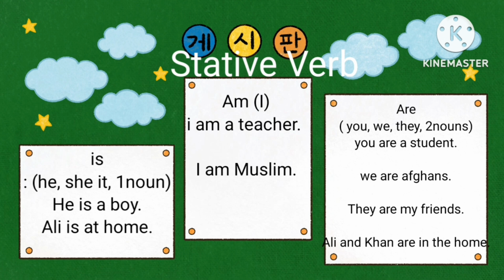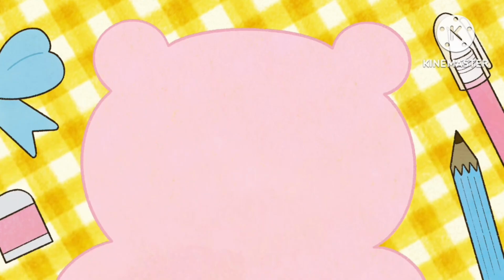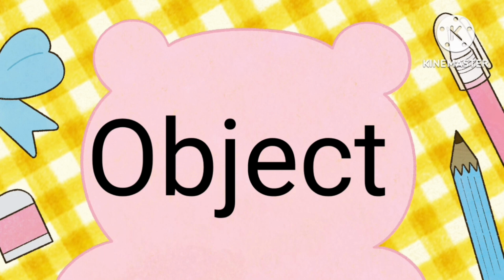Like you are a student. We are Afghans. They are my friends. Ali and Han. Here they means two people are at home. Got it, student? Now we discuss the third part of a sentence. It's called the object. Here we have one object or one complement, but we will discuss the complement after that.